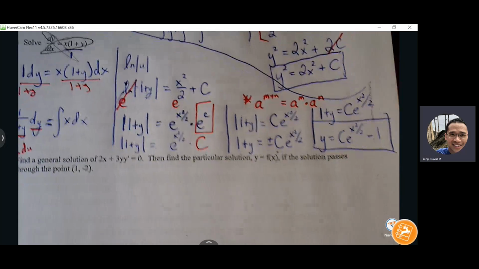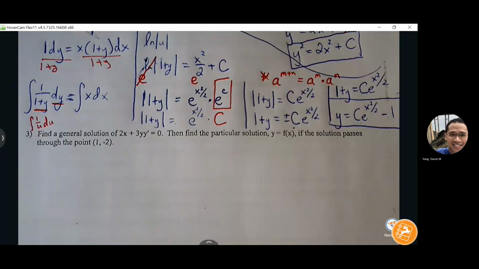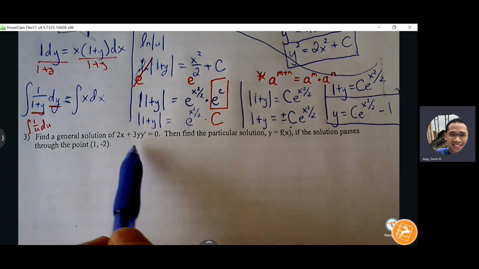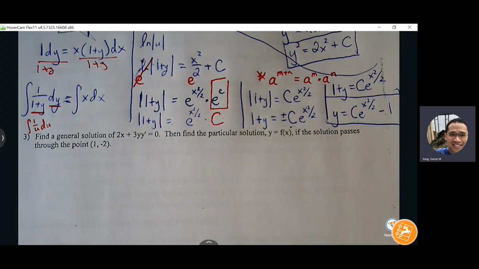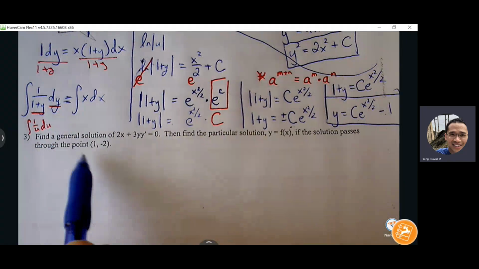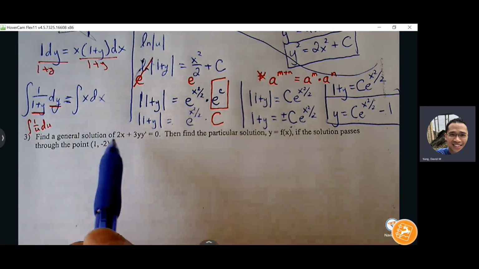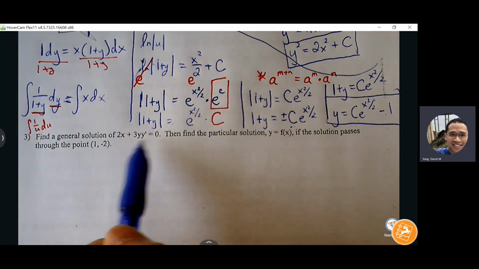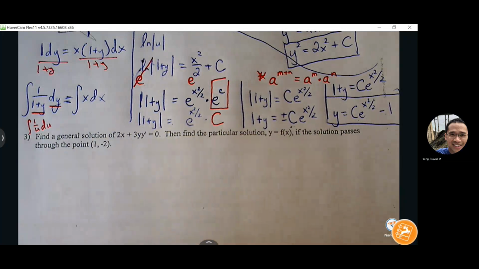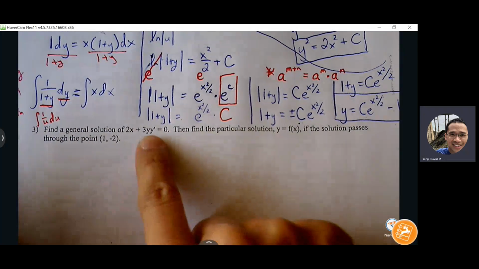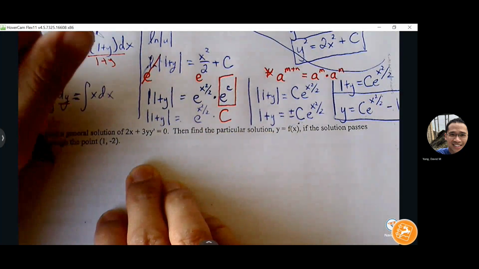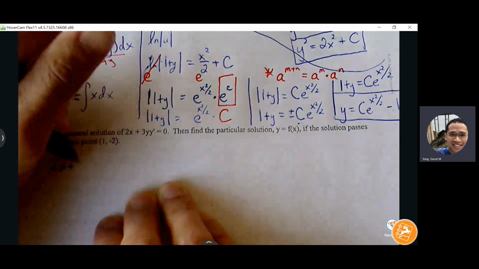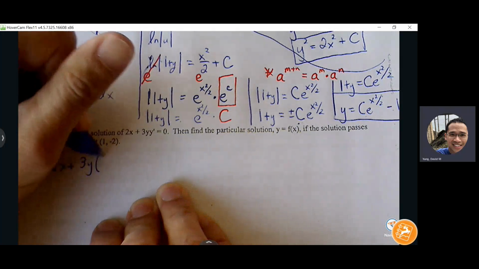Okay, let's go to number 3. Find the general solution for 2x plus 3y y prime equals 0. Then find the particular solution if the solution passes through the point (1, -2). So let's not worry about this particular solution. Let's just focus on the general solution. That just means we want to solve the differential equation. So first thing I like to do is replace that y prime with a more descriptive form. And y prime is the same thing as dy/dx.